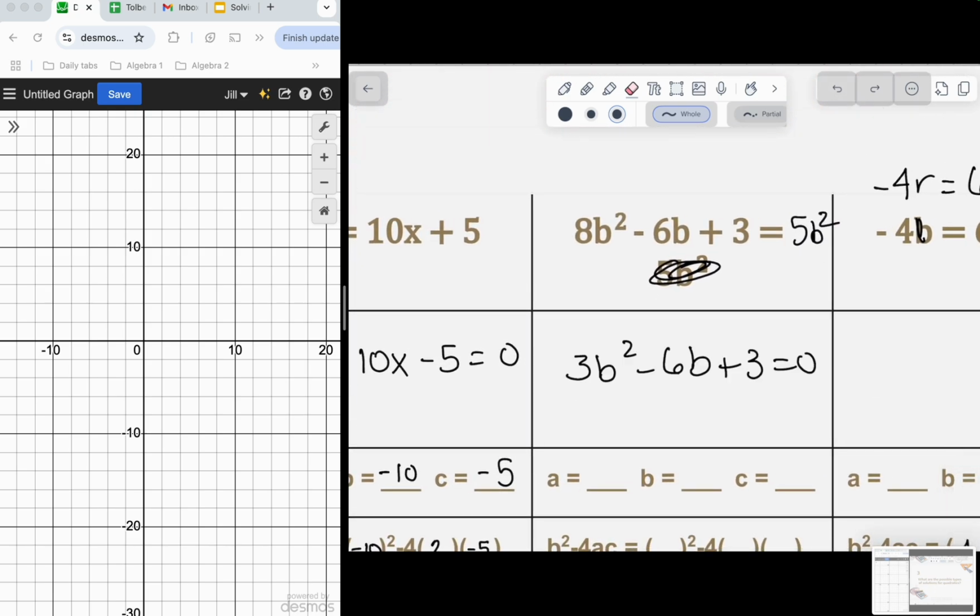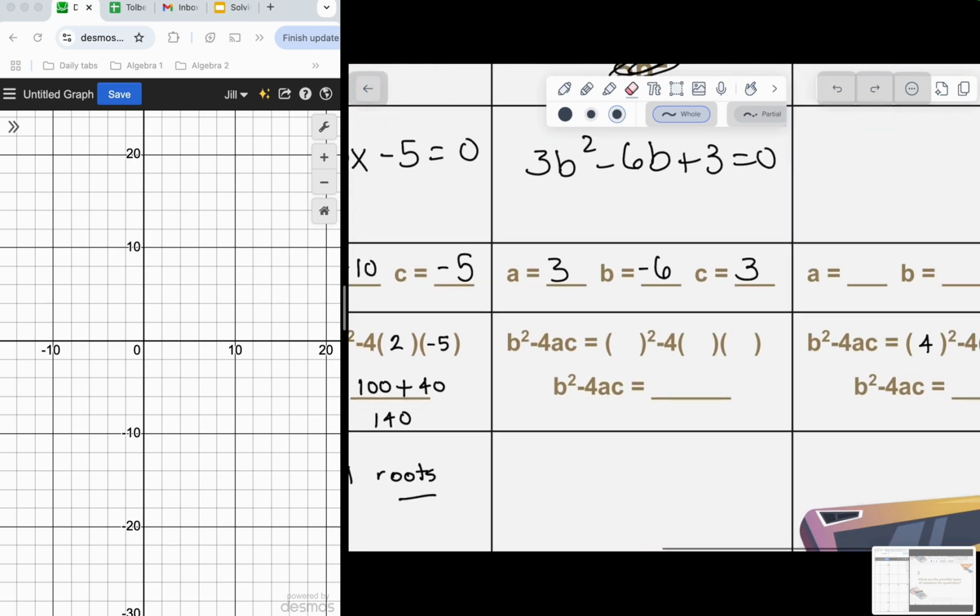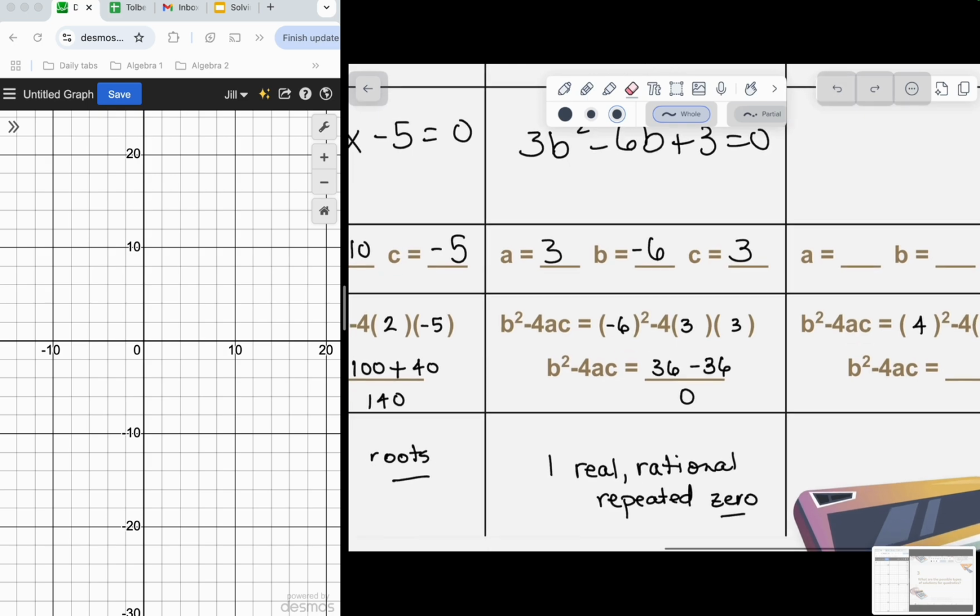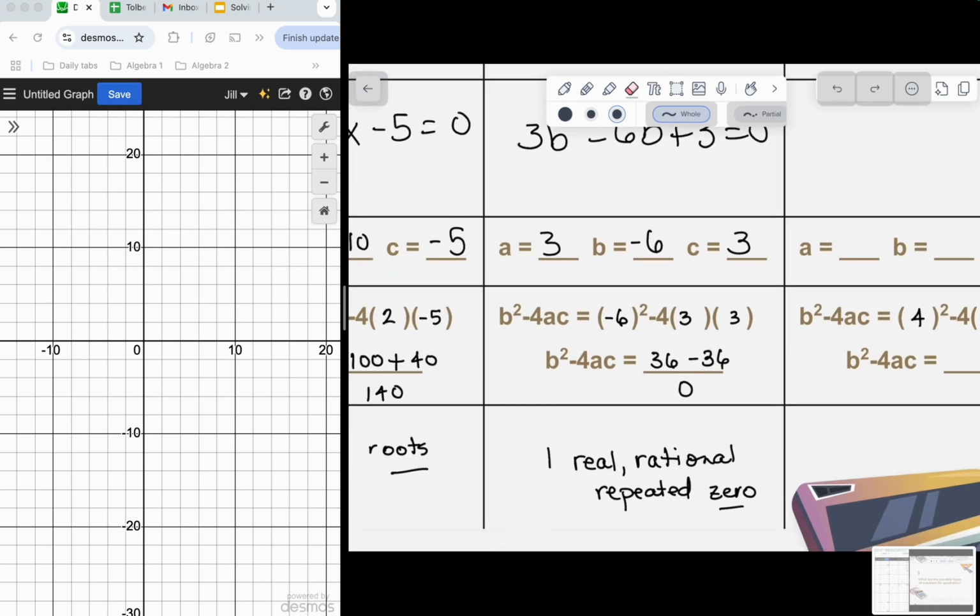Then the next scenario, standard form, 3b squared minus 6b plus 3. We identify a, b, and c. And then we evaluate the discriminant. B is -6, a is 3, c is 3. So we end up with 36 minus 36, which is a discriminant of 0. That's when we have a bounce off of the x-intercept, or one real rational repeated 0.